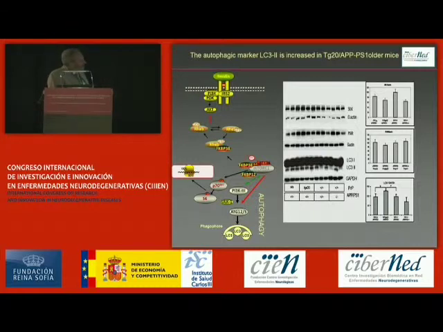We check almost all the components, and we detect only an increase in LC3-2, which is quantified here, showing probably that the accumulation of amyloid triggered by the increasing presence of PRP increases the level of autophagy in these neurons, or at least in these brains.